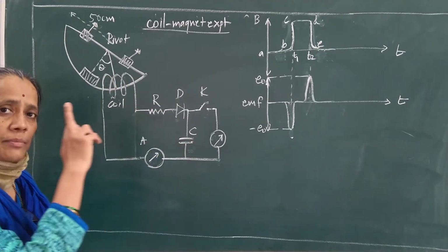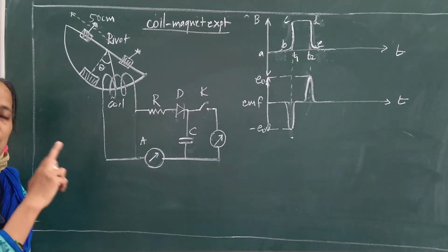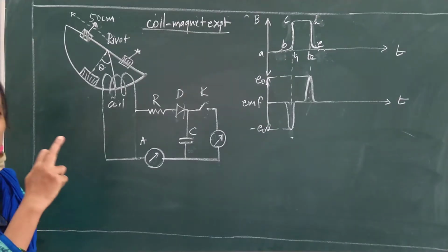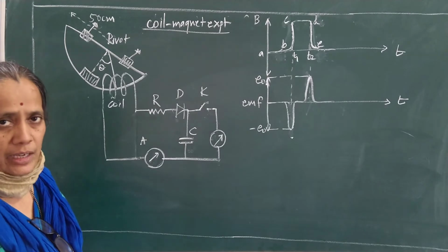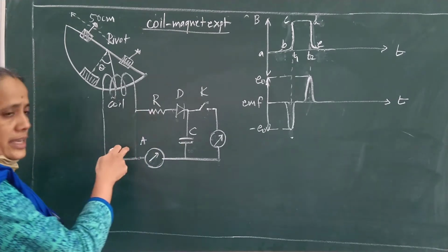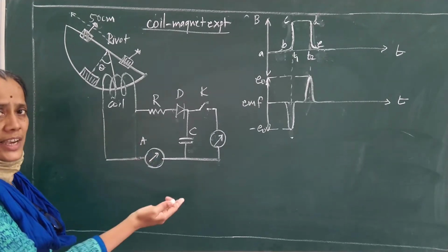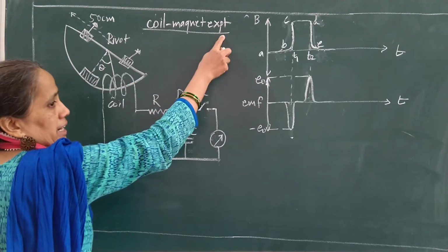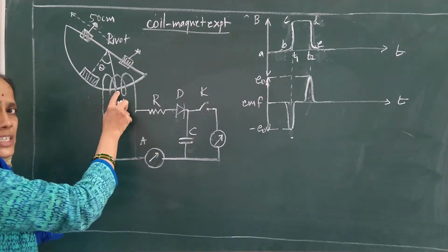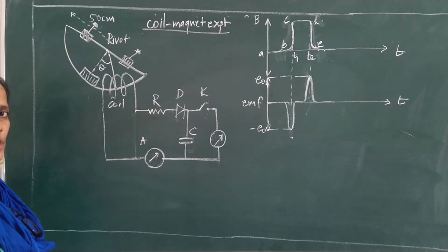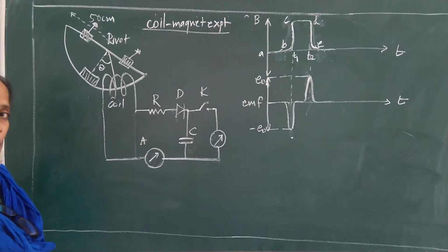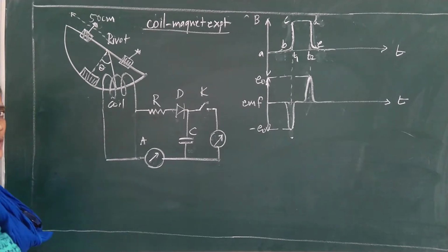In the previous lecture we saw the EMF induced when a conductor moves in a uniform magnetic field. In today's lecture we are going to consider the EMF induced in the coil-magnet experiment, when the coil is stationary and the magnet is in motion. What is that experiment? Just concentrate on it.